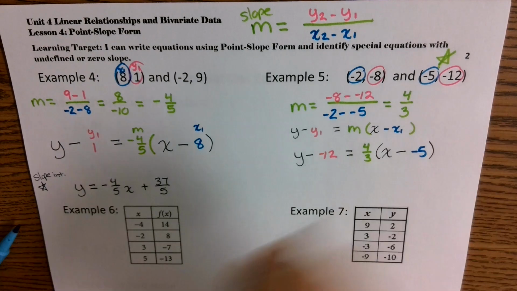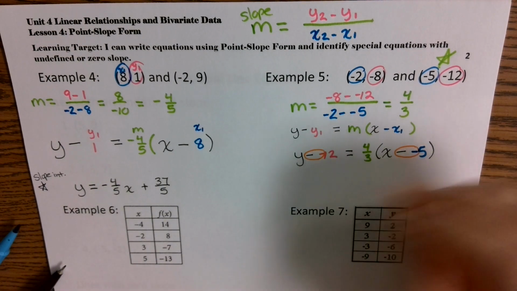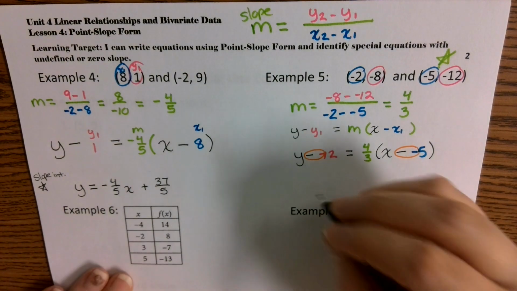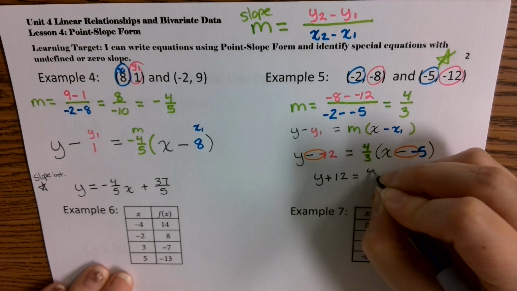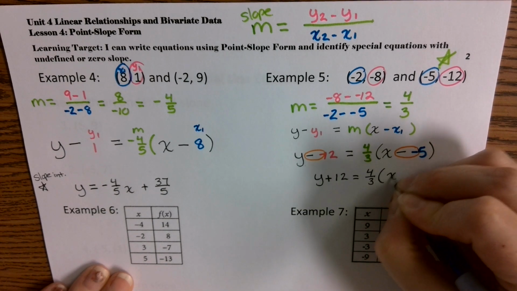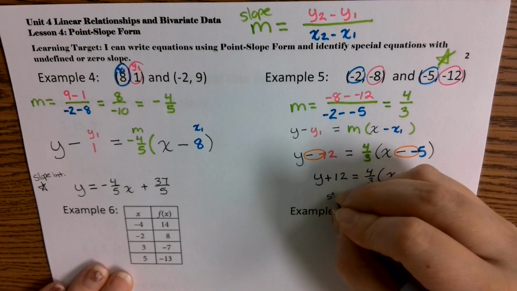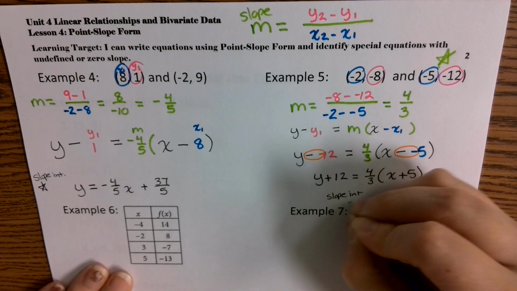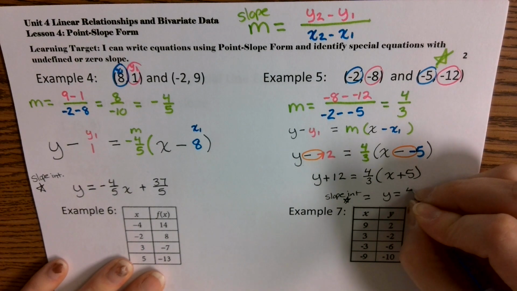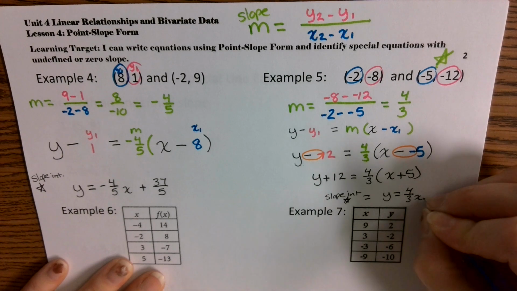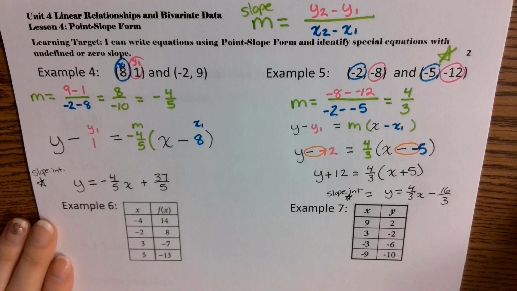Now again, I've got those double negatives. I don't like having these double negatives here and here, so I'm going to rewrite them as a positive. So my equation is y plus 12 equals 4/3 times x plus 5. Those of you who want to identify the slope-intercept form, our slope-intercept form would just be y is equal to 4/3 x minus 16/3. Okay?